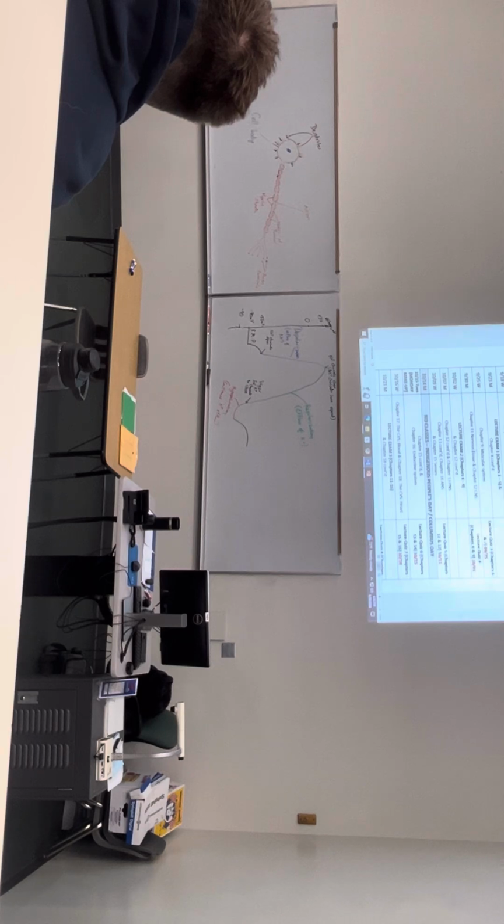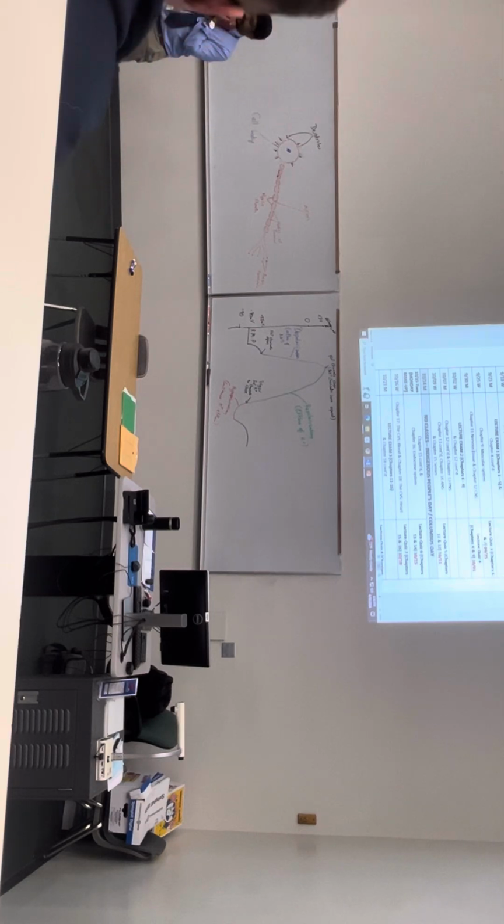Which one's voluntary control? Skeletal. Does that mean we can't control cardiac? We just can't consciously control it. Our brain does control it.